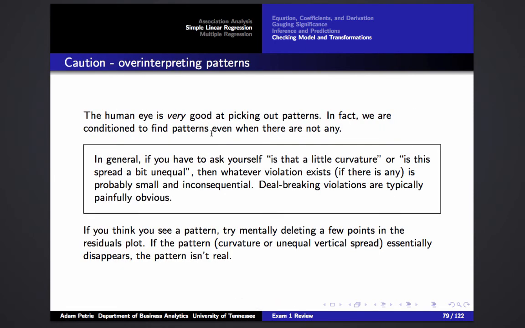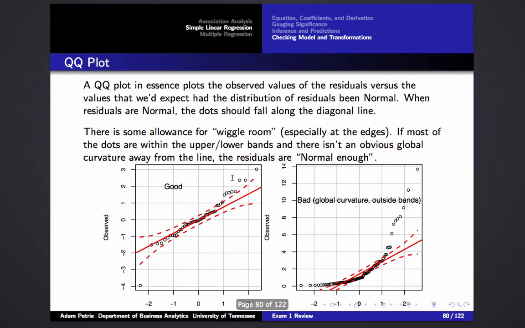One thing to be careful about is that our mind is really, really good at identifying very small, inconsequential patterns. So the only violations we care about are typically painfully obvious. You have to ask yourself, hey, is that a little curvature I see? Or, hey, is that spread a little bit unequal? Chances are that pattern's not severe enough to really mess up our estimates. Deal-breaking violations are typically very painfully obvious.